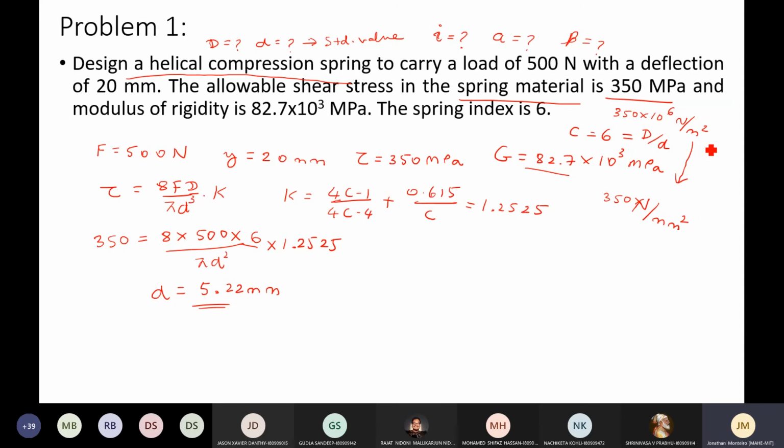If you convert from Newton per meter square to mm square, you have to multiply by 10 power minus 6. That is why your value comes out to be 350 Newton per mm square. That value you are putting here. So I can write it here in brackets: this is in Newton per mm square.